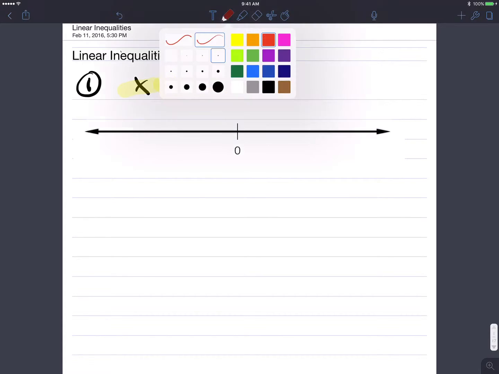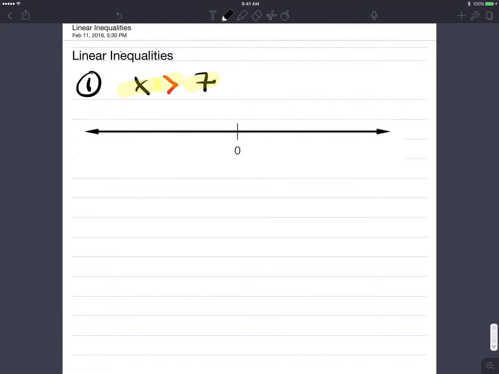We're going to first have to start by locating where a positive 7 would live on our real number line. Positive 7 is to the right of 0. All positive numbers are to the right of 0. So a 7 could possibly live here.